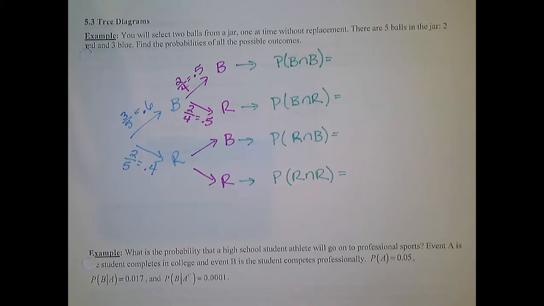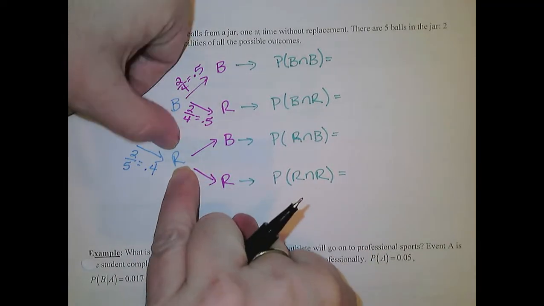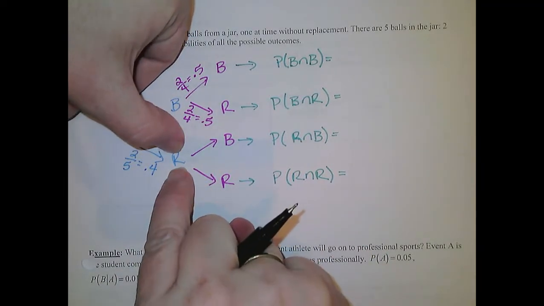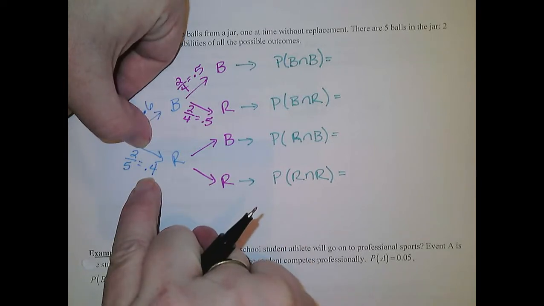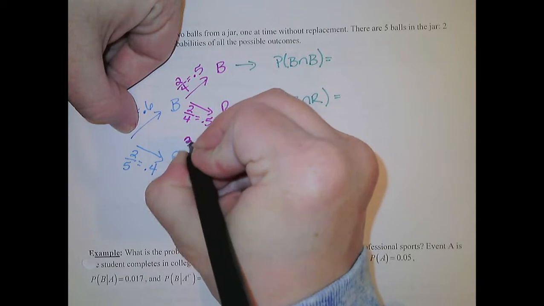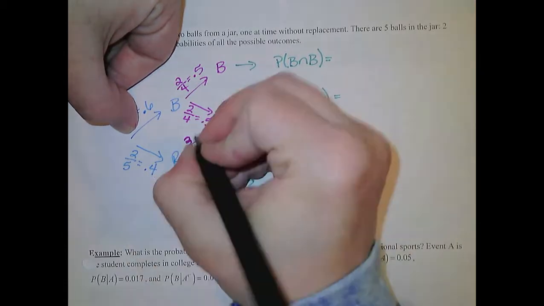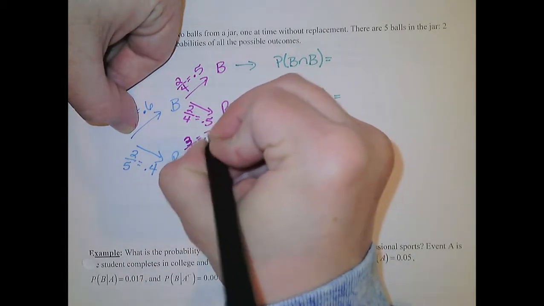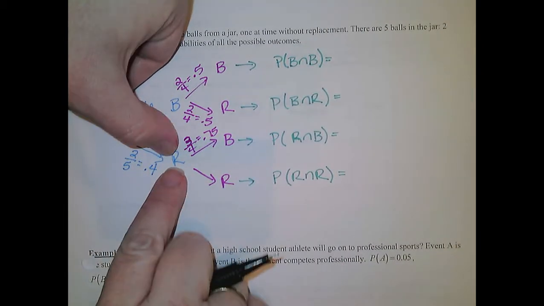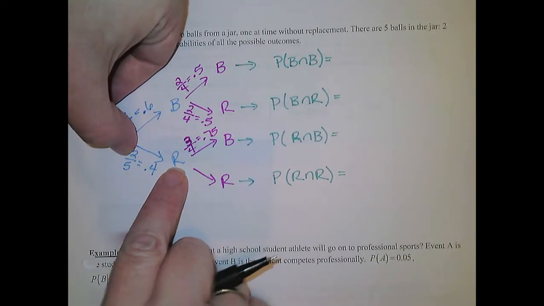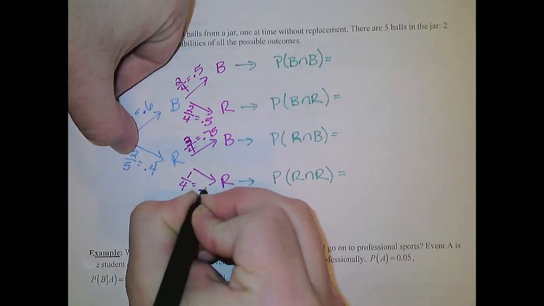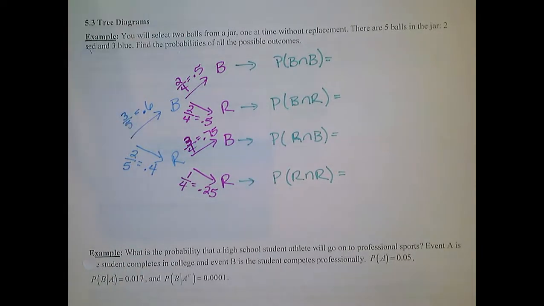Now if I look at my red branch: if I drew a red ball on the first draw, that means that now there are 3 blue balls left out of 4 balls total. So now I have a 75% chance of drawing a blue. But if I drew a red ball on the first one, then I only have 1 red ball left out of 4 total. So my chance of drawing a red ball has gone down to 25%.